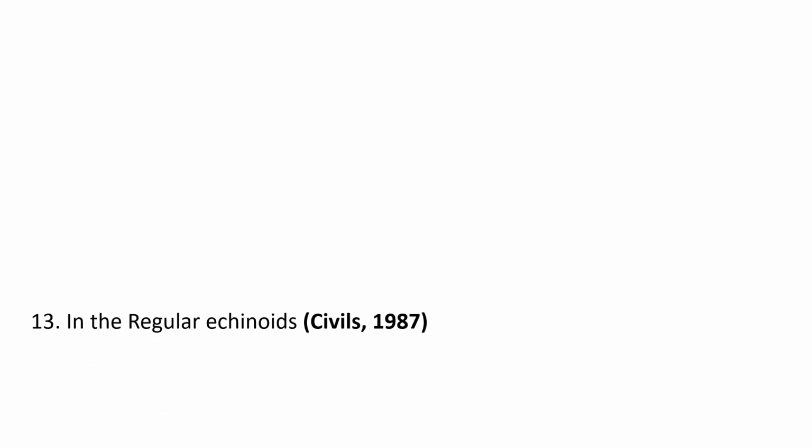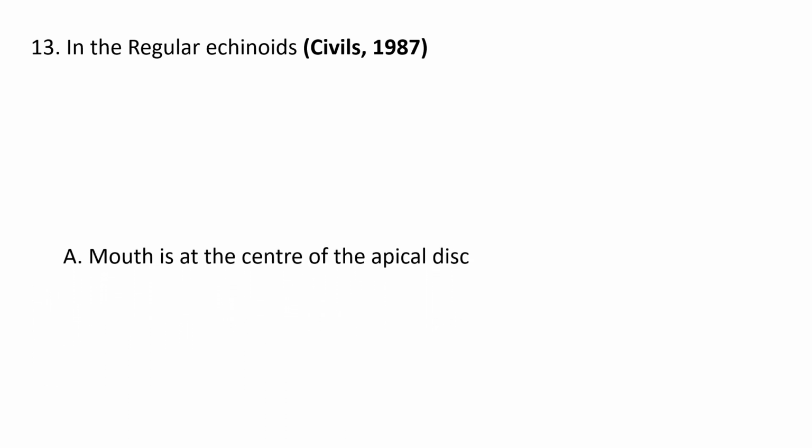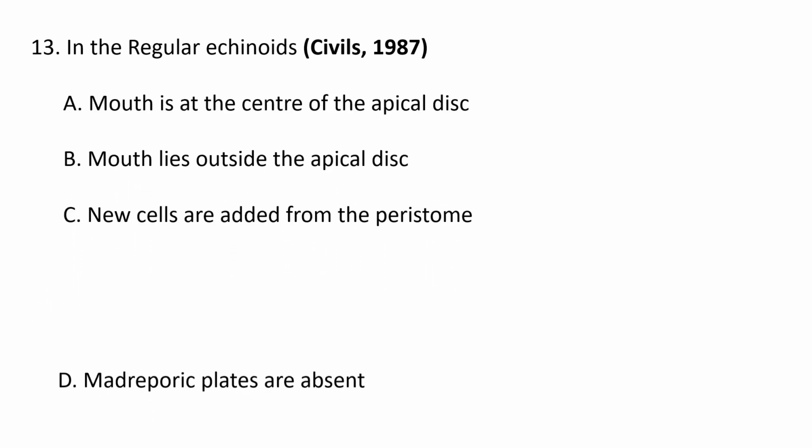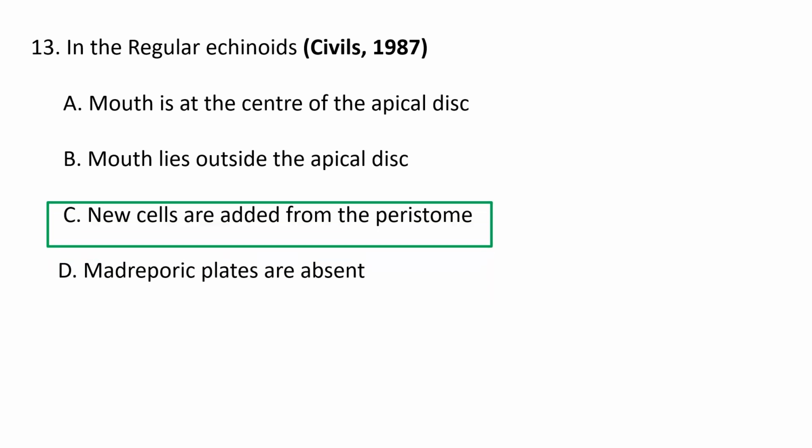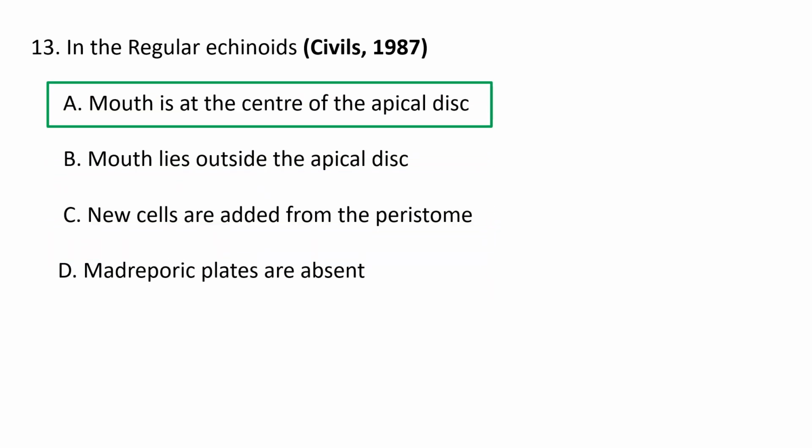Next question. In the regular echinoids, A. Mouth is at the center of the apical disc, B. Mouth lies outside the apical disc, C. New cells are added from the peristome, D. Madreporic plates are absent.